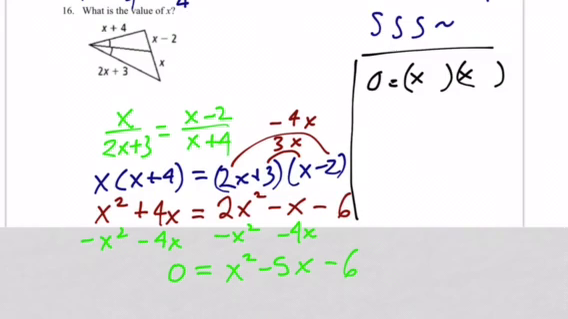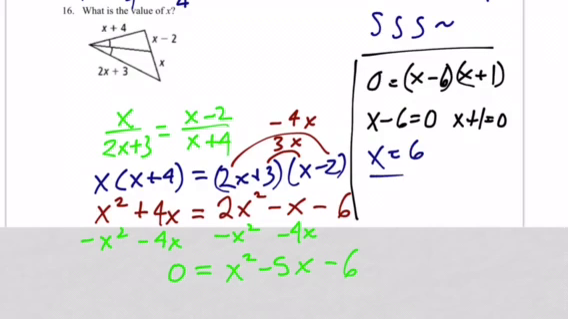So we'd really need a minus 6 and a plus 1. And so we would set x minus 6 equal to 0 and x plus 1 equal to 0. Add the 6 to both sides, we get x equals 6. Subtract the 1 from both sides, we get x equals negative 1.